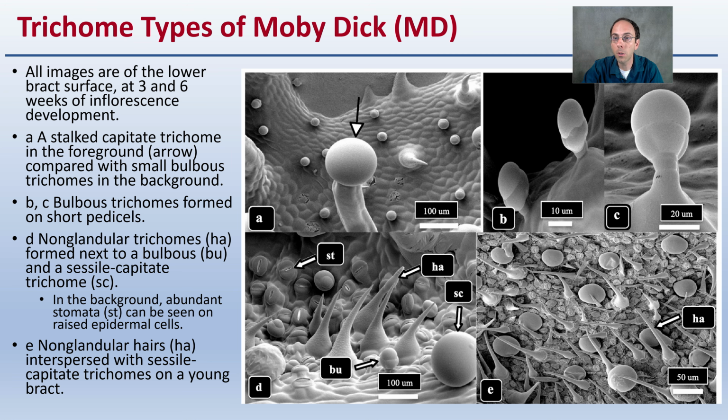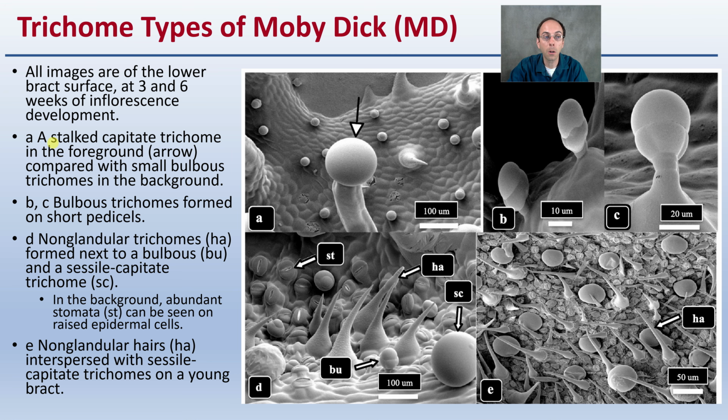So now let's get into some of the research images. Again, I'm going to try to provide some of the narration here on the left so you can focus on the images, and I'll try to point out and highlight different aspects. All images here are of the lower bract surface at 3 and 6 weeks of inflorescence development. Again, we're looking at Moby Dick. A stalked-capitate trichome in the foreground, right where the arrow is pointing, compared to the smallest bulbous ones in the background. So you can definitely see the size difference here.